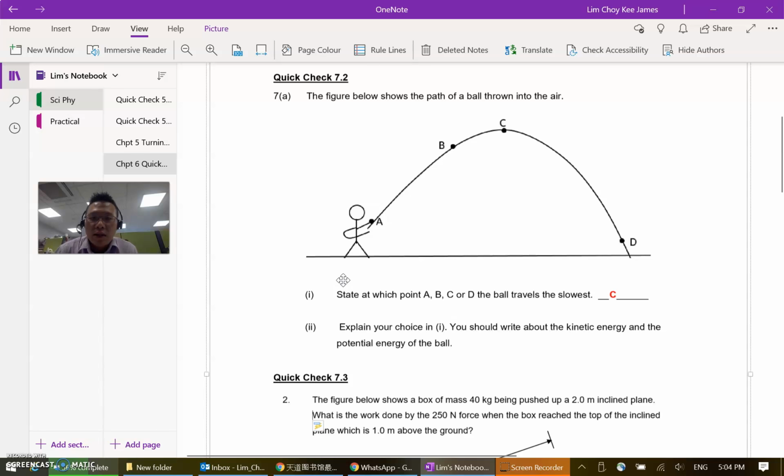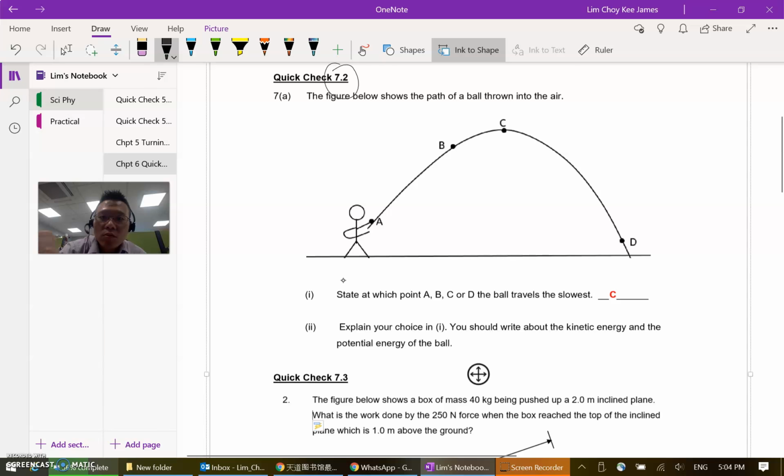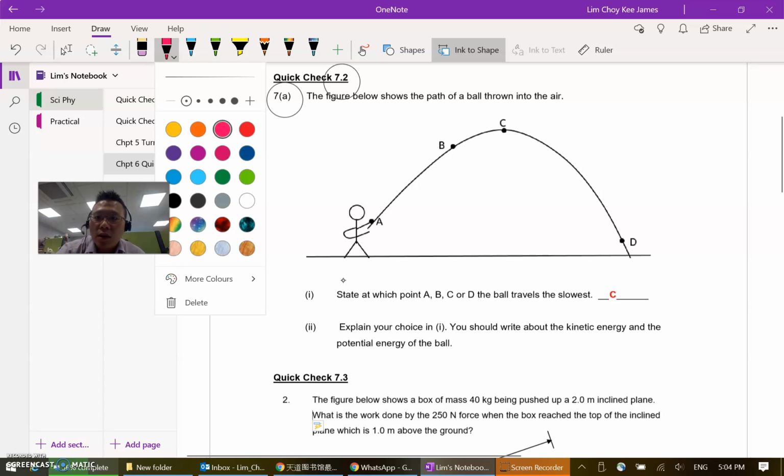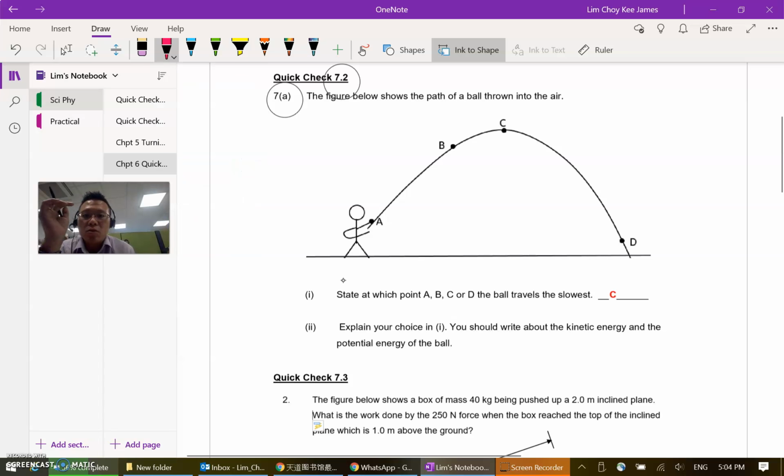We will look at question 7 in the worksheet that I gave to you, which is 7.2, question 7. In this question we are looking at a person throwing a ball up, and the path of the ball in the air is given in the question. The various points on the path are A, B, C and D. What I want to focus on is not part (a), part 1 and part 2, which are not difficult. It's actually on the concept behind this particular situation.